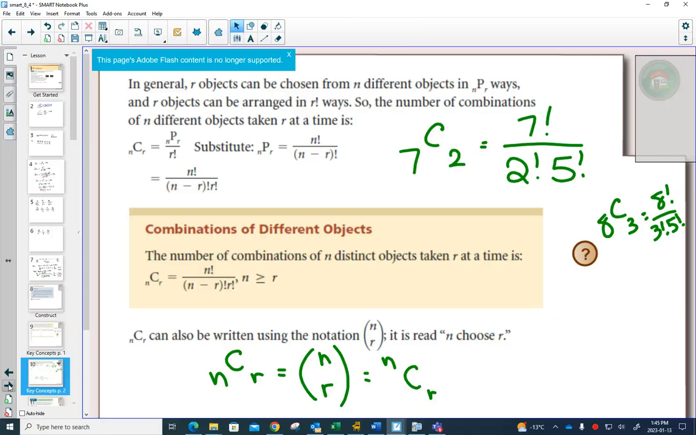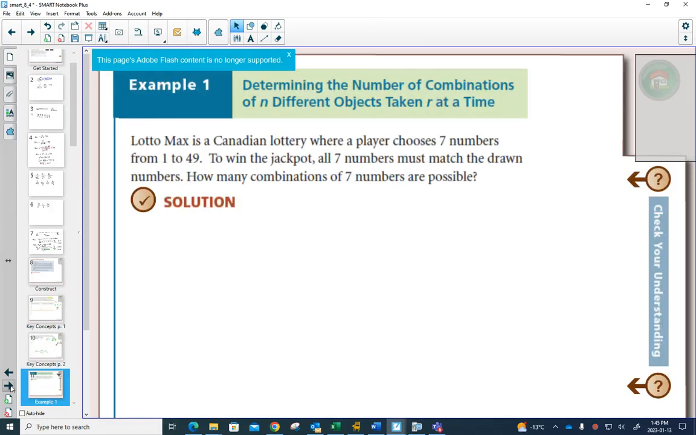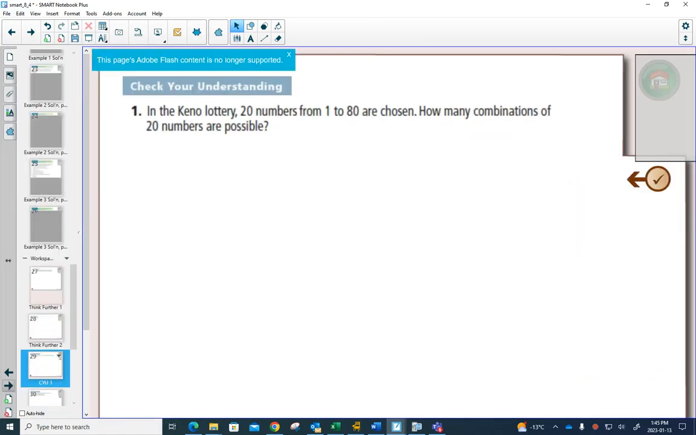So when we look at example number 1, what's going to happen on your test for this unit, when you read a question, the very first thing you're going to have to ask yourself is, is it a combinations question or a permutations question? Does the order matter, or does the order not matter? If the order doesn't matter, then you've got a combinations question. Sometimes they make it really obvious, and they say, how many combinations are possible?